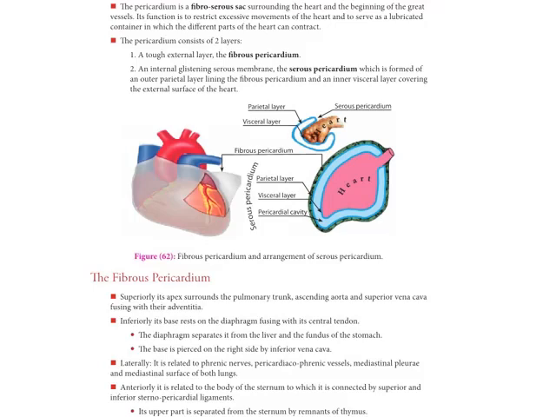Superiorly, its apex surrounds the pulmonary trunk, ascending aorta, and superior vena cava, fusing with their adventitia. While inferiorly, the base rests on the diaphragm, fusing with its central tendon. The diaphragm separates it from the liver and fundus of the stomach. The base is pierced on the right side by the inferior vena cava. Laterally on each side, there is phrenic nerve, pericardiophrenic vessels, and mediastinal pleura and mediastinal surface of both lungs.